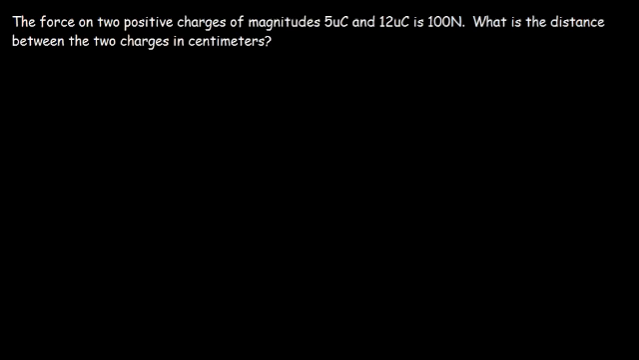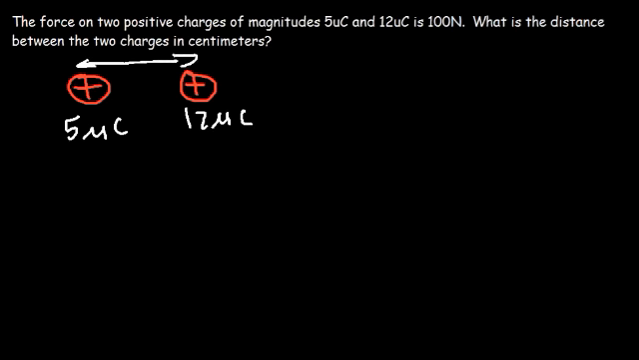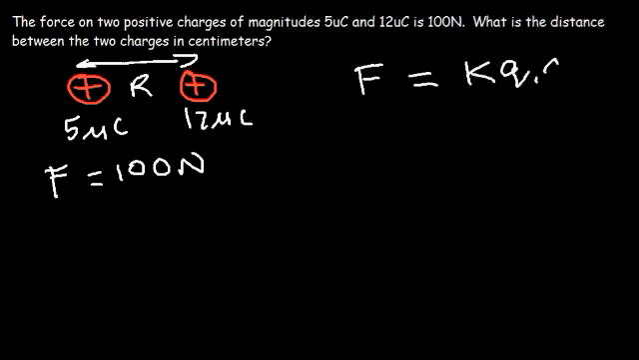So how can we find the distance between two charges if we're given the force and if we have the magnitude of the two charges? So we have two positive charges. The first one has a magnitude of 5 microcoulombs, the second is 12. And our goal is to find the distance, r. And we know that the force is 100 newtons. So let's start with this equation. And let's solve for r.